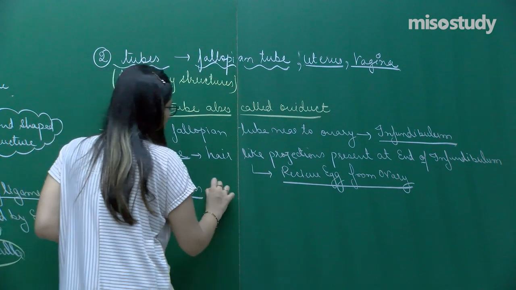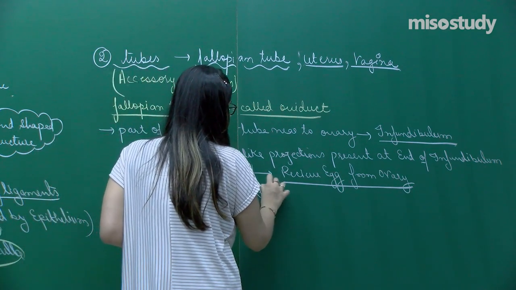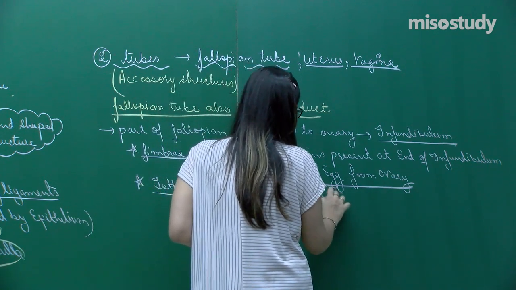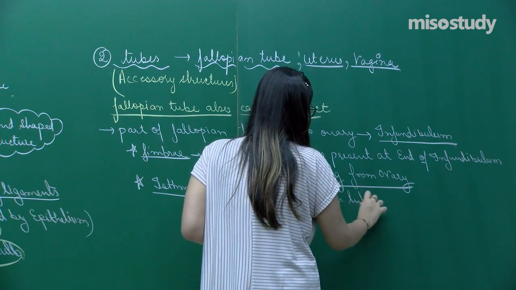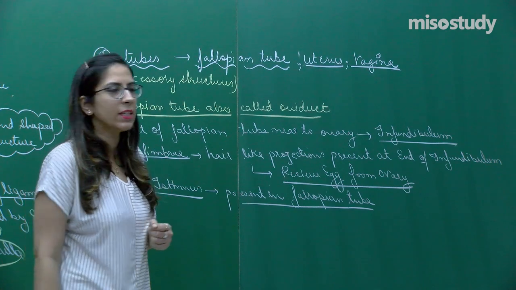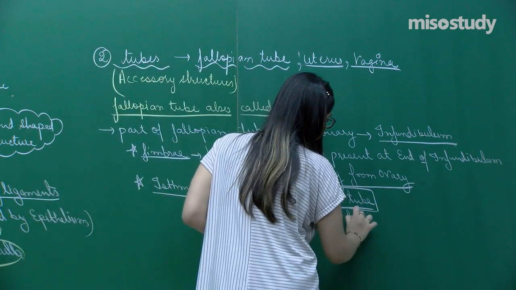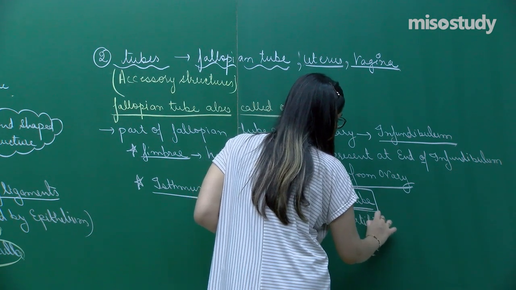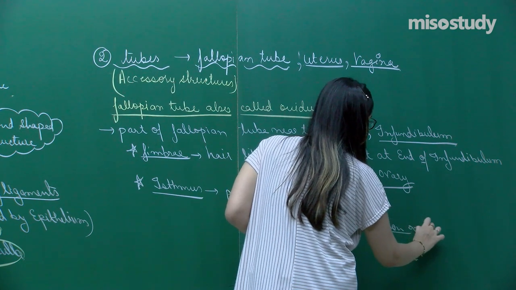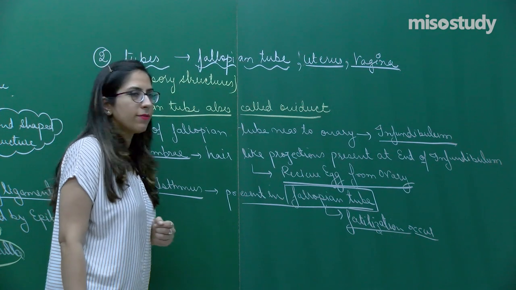Present in the fallopian tube. And the fallopian tube is that tube in which fertilization happens. This is the place where fertilization occurs, called the fallopian tube.